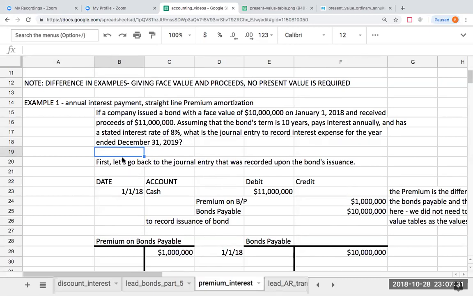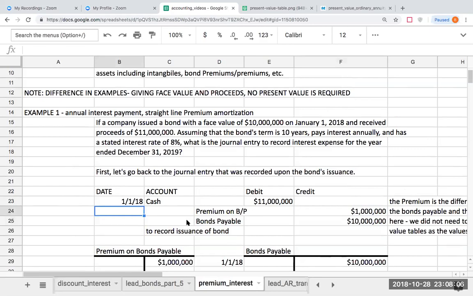So what we want to do first is go back to the journal entry that we recorded upon the bond issuance. Notice again, not using the present value tables. I'm giving you these values to really focus on these journal entries. So I'm going to debit cash, credit bonds payable. Cash is always the cash proceeds I receive. Bonds payable will always be the face value of the bonds. And so right here, the premium on bonds payable will be $1 million.